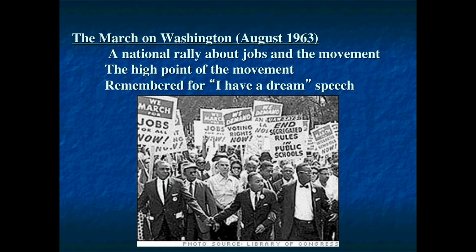So continuing on in the movement, Martin Luther King and other major civil rights leaders, you're not seeing Malcolm X here because he doesn't agree with the ultimate goals of what the nonviolence movement is trying to achieve, but the March on Washington is going to happen in August 1963. It's going to be a national rally about jobs, trying to create jobs for people of color in the United States and trying to advance the goal of the movement.